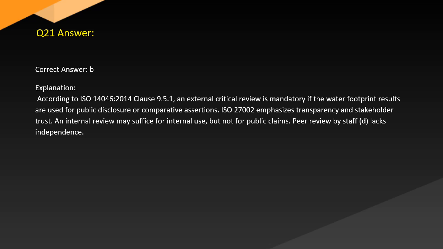Answer. Correct answer: B. Explanation. According to ISO 14046:2014 Clause 6.5.1, an external critical review is mandatory if the water footprint results are used for public disclosure or comparative assertions. ISO 27002 emphasizes transparency and stakeholder trust. An internal review may suffice for internal use, but not for public claims. Peer review by staff (D) lacks independence.